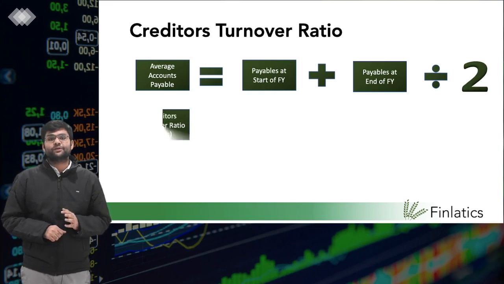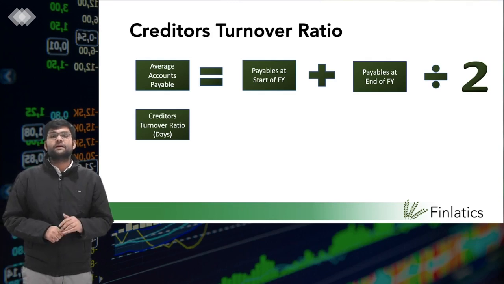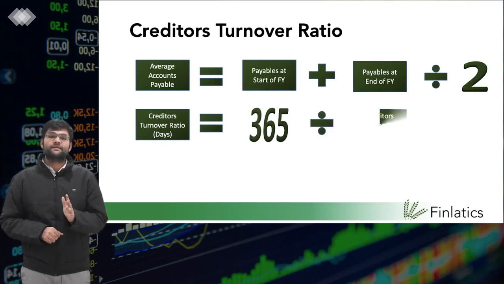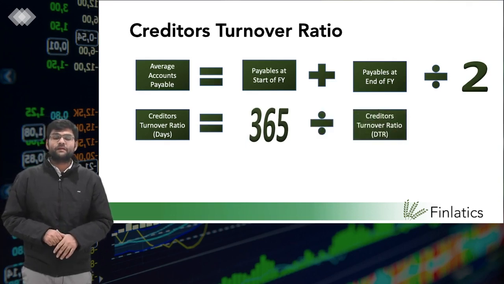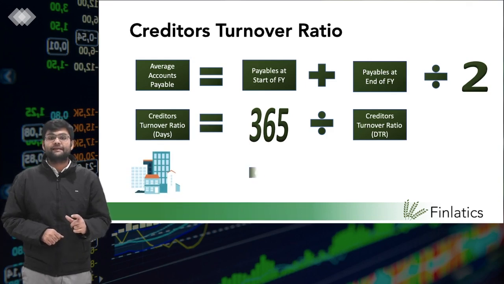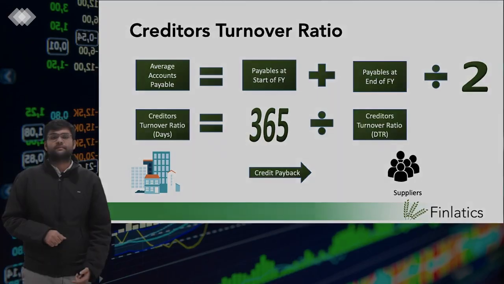Creditors turnover ratio can also be measured in terms of days. Creditors turnover ratio in terms of days is equal to 365 divided by creditors turnover ratio. This measure, the creditors turnover ratio in terms of days, measures how quickly in terms of days a firm is able to pay back its suppliers.